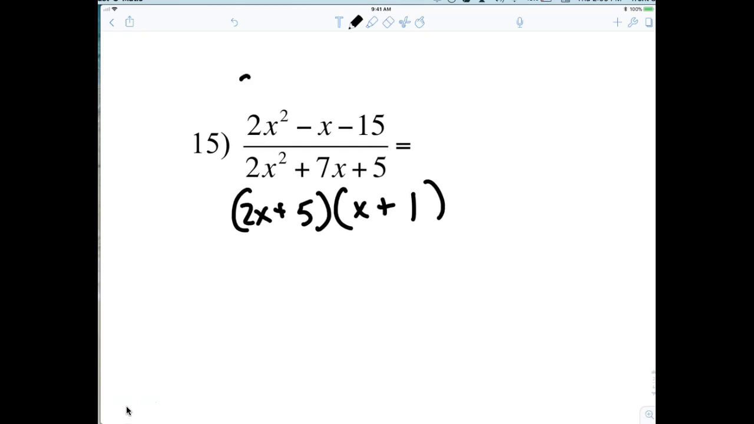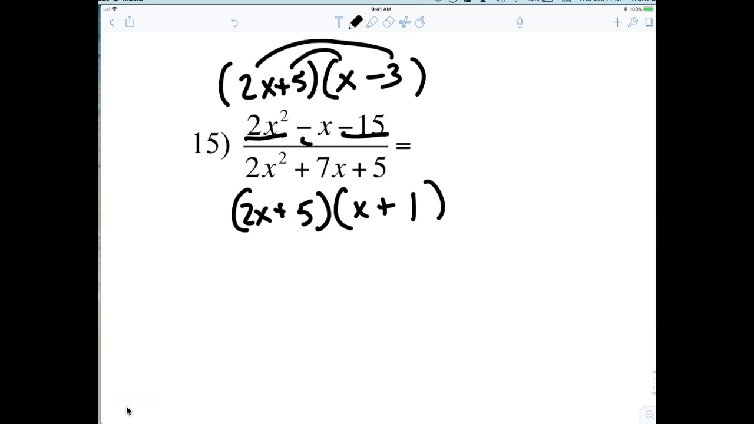So let's see if we're right. I'm going to put a 2x plus 5. And then over here, I need to make a 2x squared, so that has to be x, right? And I needed to make a -15, so that would be a -3. Do they agree? Now I'm checking to make sure I'm right. 5 minus 6 is -1. So were we correct? Yes. It's really, really simple.